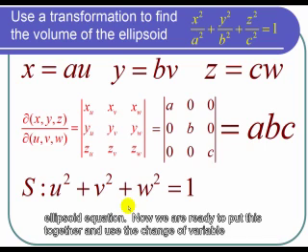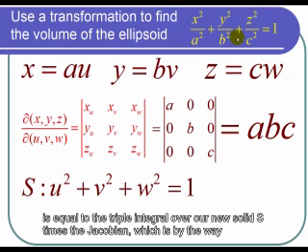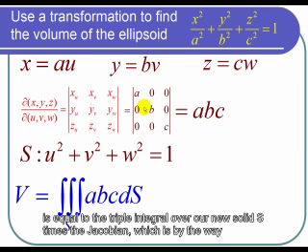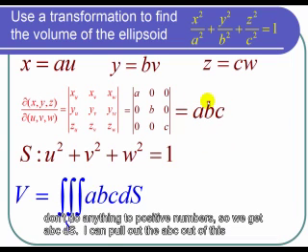So now we're ready to put this together and use the change of variable formula that says that the volume, which is a triple integral over this solid, is equal to the triple integral over our new solid S times the Jacobian, which is, by the way, the absolute value of a times b times c. a, b, and c are assumed to be positive, so absolute values don't do anything to positive numbers. So we get abc dS.